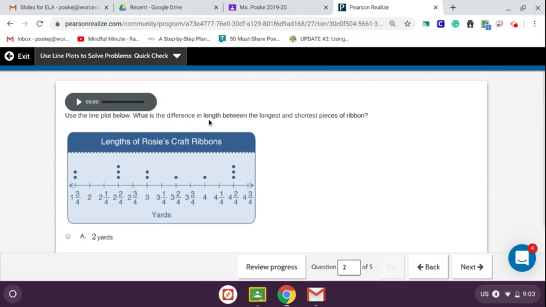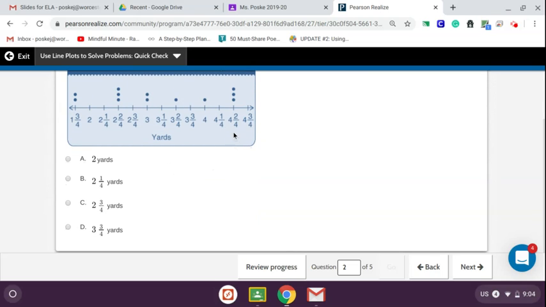Use the line plot below. What is the difference in length between the longest and the shortest pieces of ribbon? Okay. So lengths of Rosie's craft ribbons. Okay. These are all the lengths of her ribbon in yards. Okay. We have the shortest, which is 1 3/4. And then we have the longest, which is 4 2/4. Okay. So then you would, if you watched my video, you would know to find the difference, you have to subtract between the longest and the shortest piece. Okay. So that's how you would do that. All right. And then you would subtract. So just subtracting fractions.